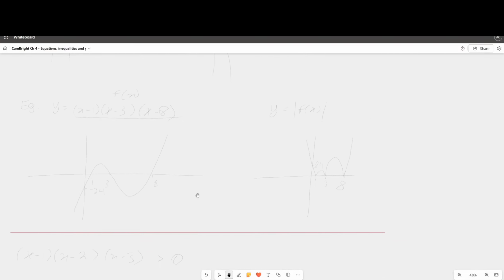And then modulus f of x, you just reflect the graph in the x-axis. Inequalities, same thing. Draw the graph, and look at the areas where it matches the inequalities. So greater than 0 will be this area here and this part. So you've got 1 to 2 and x is greater than 3. Obviously you also have less than 0, less than or equal to, greater than or equal to, and that will vary by question, but the process is essentially the same.